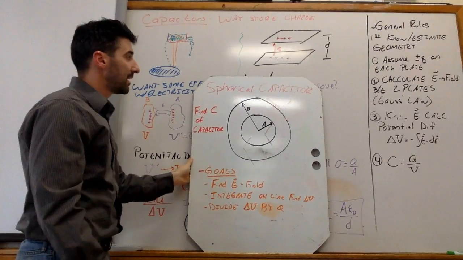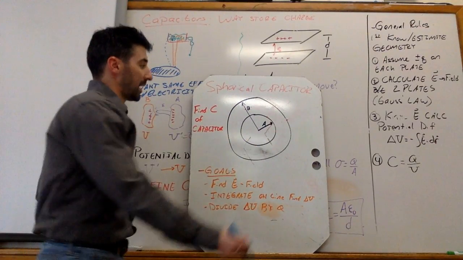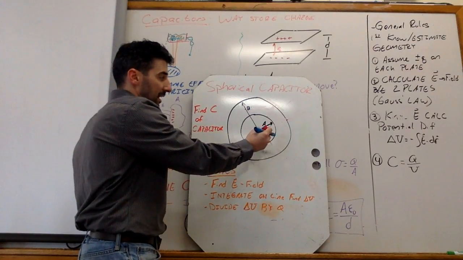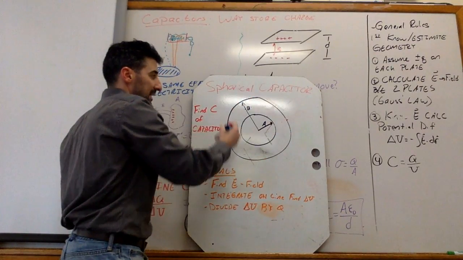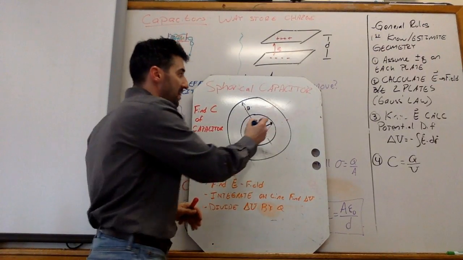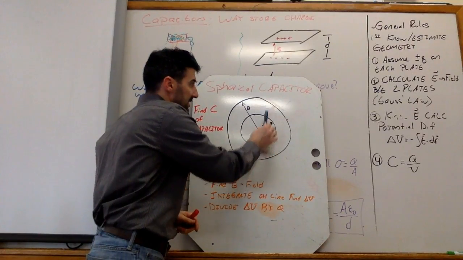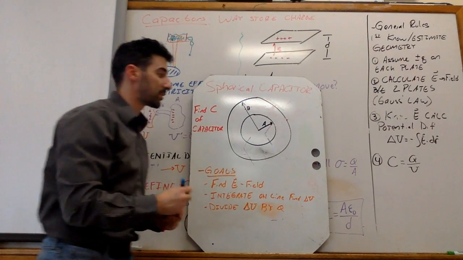I want to find the capacitance of the spherical capacitor. So what do I know? I know I have an inside sphere called radius A. I know I have an outside sphere, radius B. And a capacitor right now is filled with nothing. There's just empty space in here. So I have a conducting sphere with nothing in between.